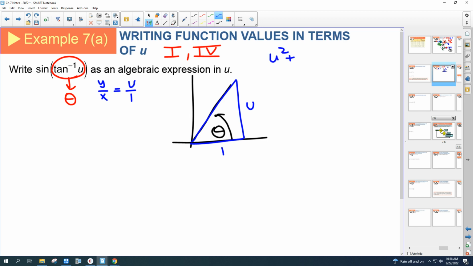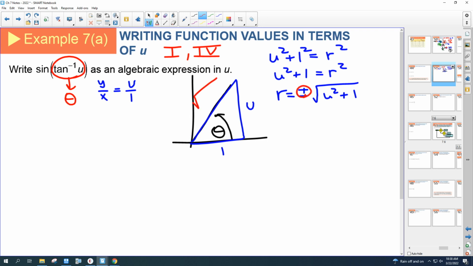So you go u squared plus 1 squared equals r squared. And that's just u squared plus 1. Square root both sides to isolate. You're going to get r equals plus or minus square root of u squared plus 1. But it's an r, so it's always going to be the positive version. And so this hypotenuse here is the square root of u squared plus 1.